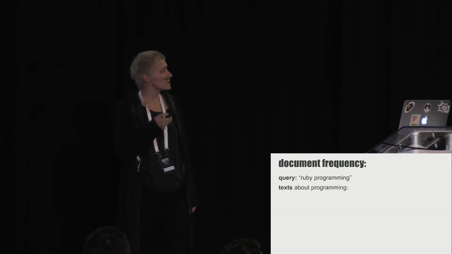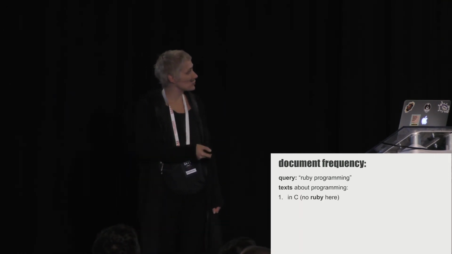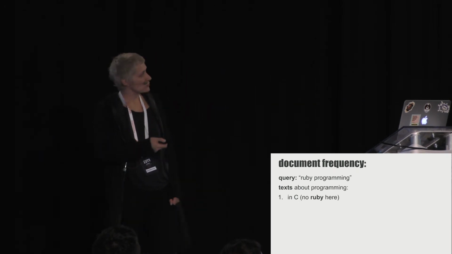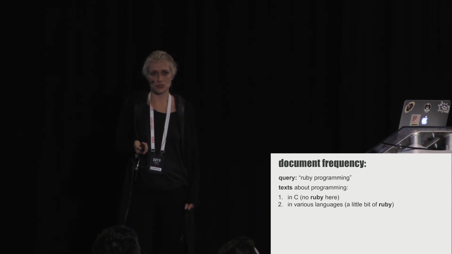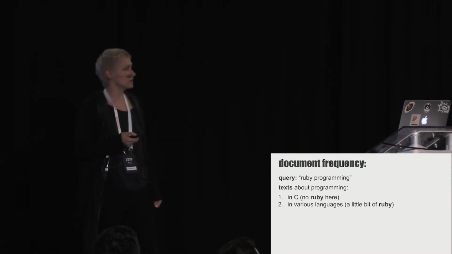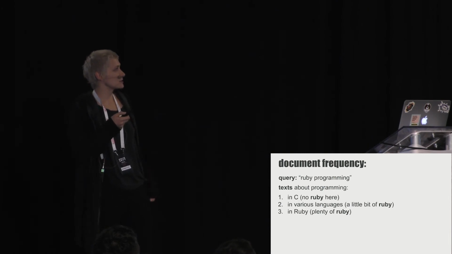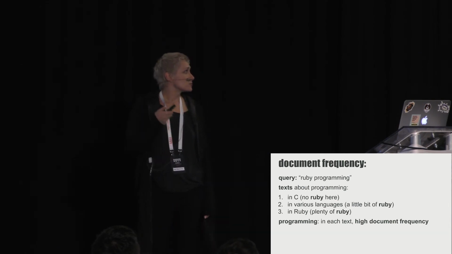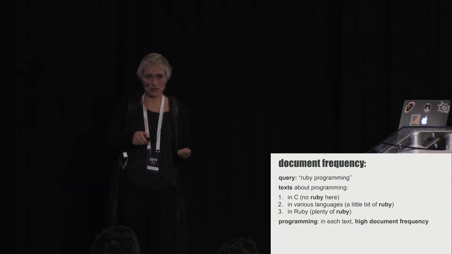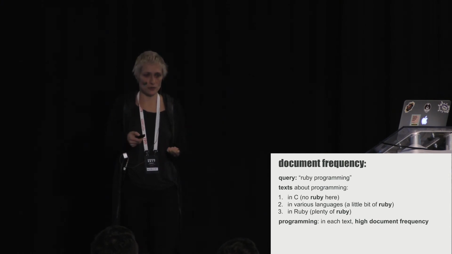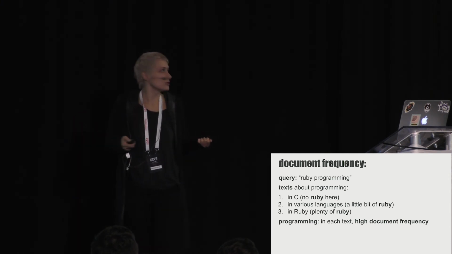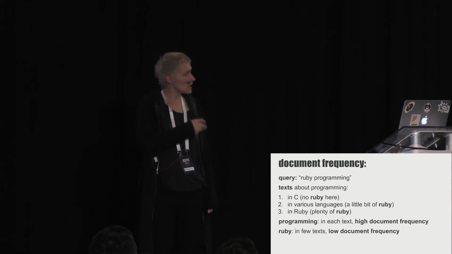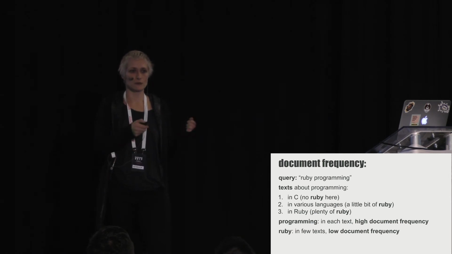Again, Ruby programming, again, texts about programming in each of the texts, and programming in C, so no Ruby there. Programming in various languages, so mentions about Ruby are. And the last group, programming in Ruby, plenty of Ruby. So, because programming is appearing in each text, we can say that it has high document frequency, because it appears in many documents. On the other hand, Ruby appears in a very few texts, so we have a low document frequency of the term, right?